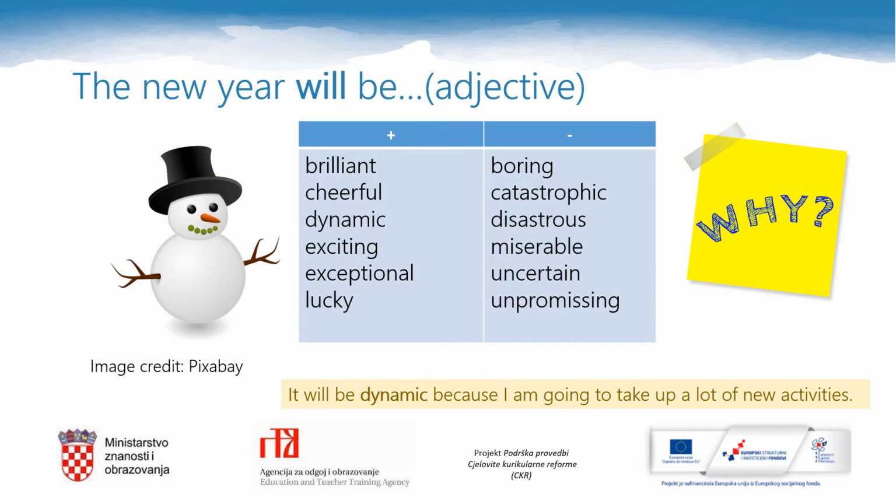Maybe it will be boring, catastrophic, disastrous, miserable, uncertain, unpromising. Copy these adjectives in your notebook and think of the reasons why somebody would say that the new year will be like that. For example, you can say, it will be dynamic because I'm going to take up a lot of new activities. Pause the video and complete this exercise.